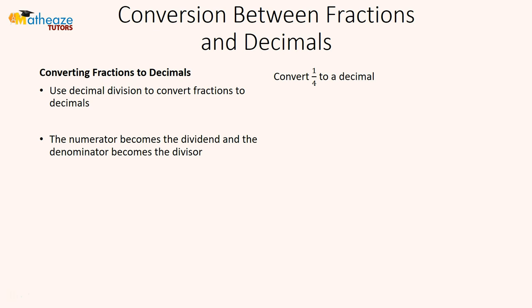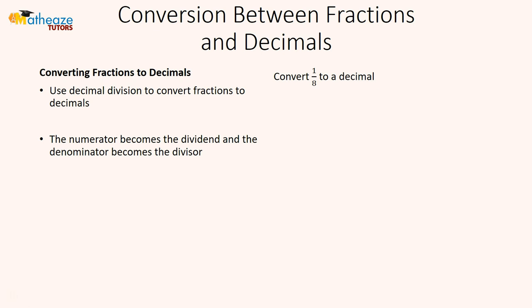1 over 4. 1 here and then 4. 1 divided by 4 cannot happen, so put a 0 there and a decimal, so that gives us a license to introduce a 0. 10 divided by 4, so 4 can go in 10 2 complete times, so that's 2. 2 times 4, 8. Now we have a 2, and then we can bring down another 0. 20 divided by 4, 5. 5 times 4, 20. So 1 over 4 is the same as 0.25.